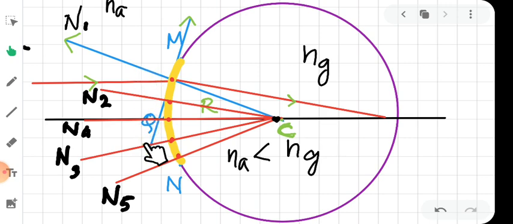Anyways, the idea is that any normal you draw on this interface should pass through the center of curvature. Any normal you draw on the interface of the lens should pass through the center of curvature of that lens. So I hope you understand. This makes life easy.